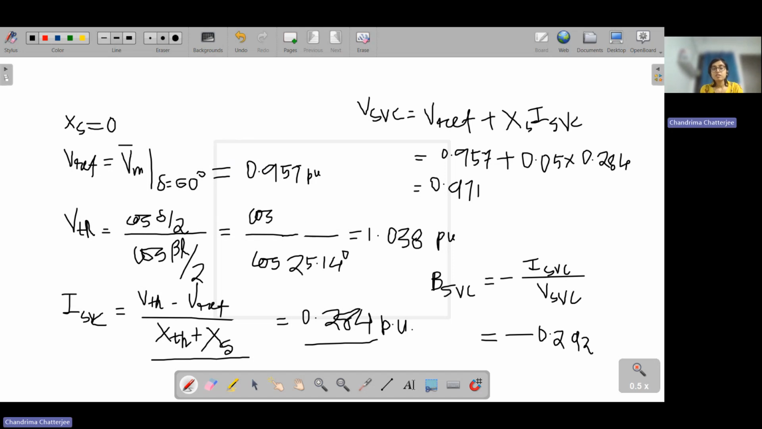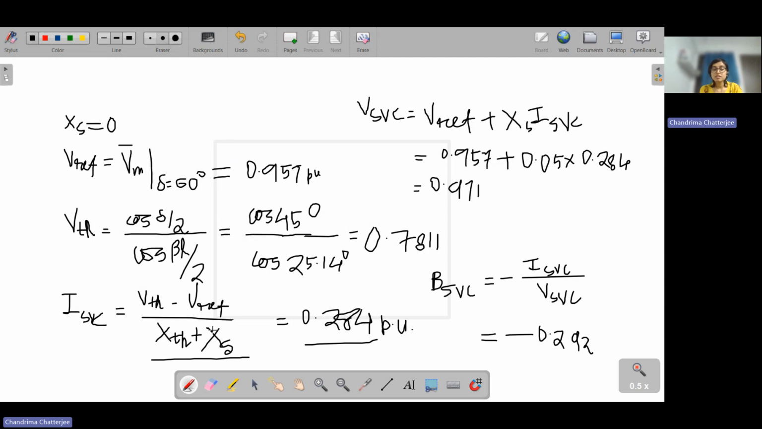So now we will put here, as delta is equal to 90 degree, here it will be cos 45 degree. Okay. So now the Thevenin will change. What will be the new Thevenin? Thevenin is 0.7811 per unit.